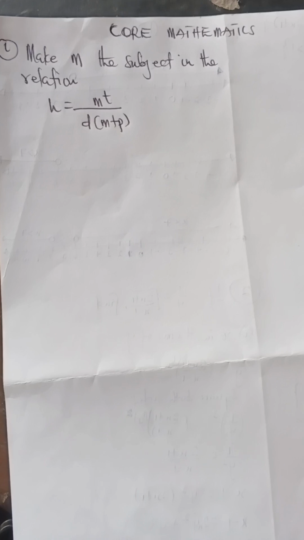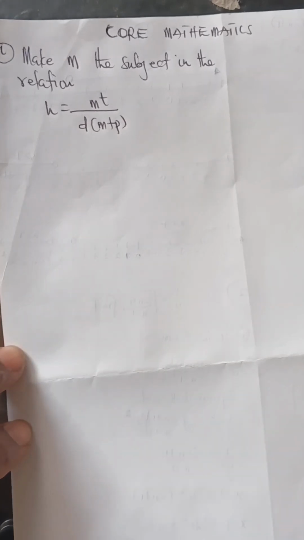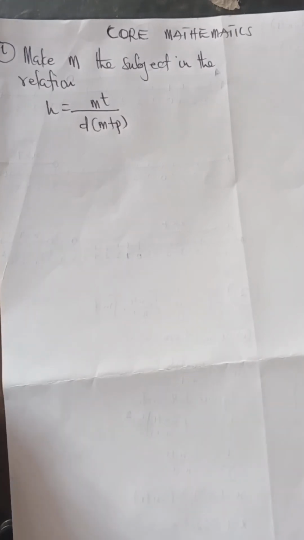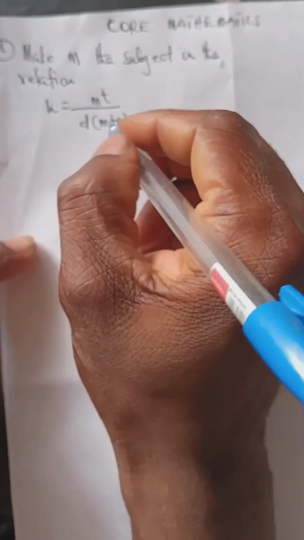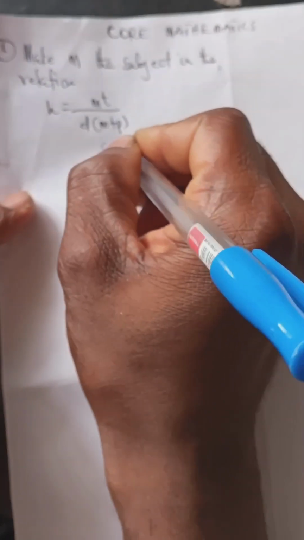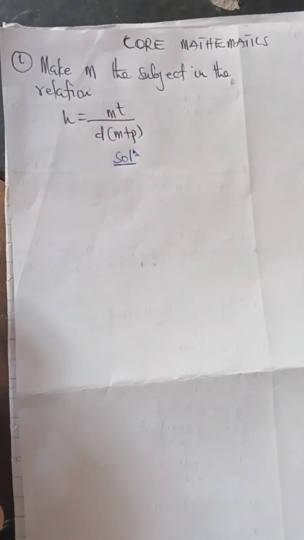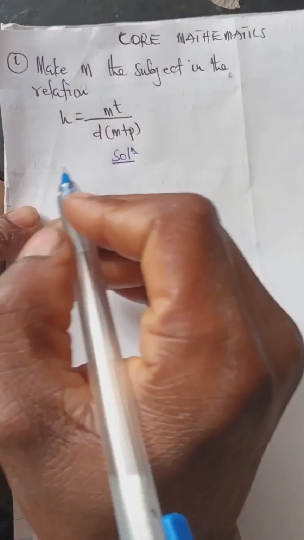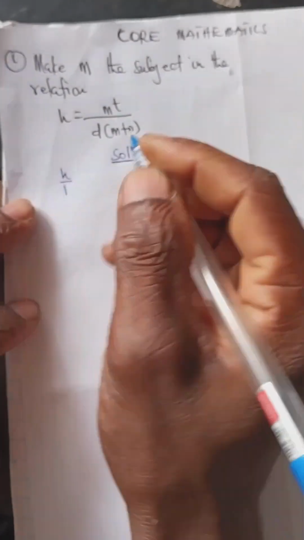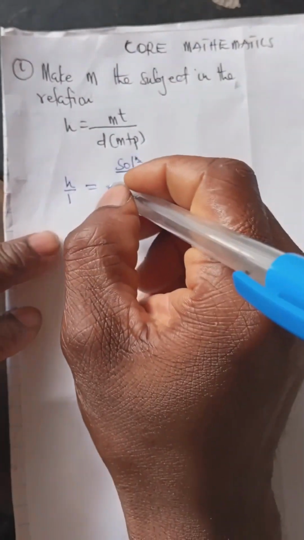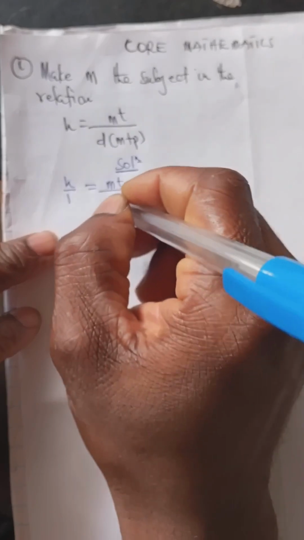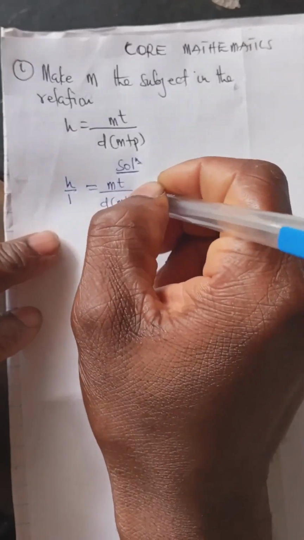In this section, we have a question which asks us to make m the subject of the relation H = MT over D(N + P). So we begin slowly and go through the process carefully. Because we want to make M the subject, we know H is the same as H over 1. Then this is equal to MT over D(N + P).